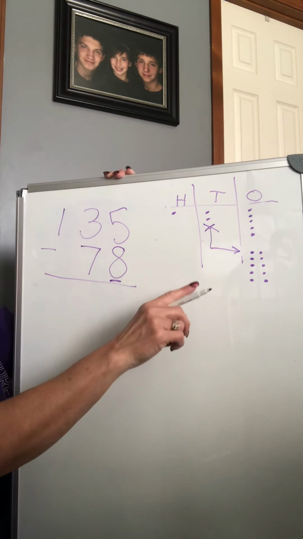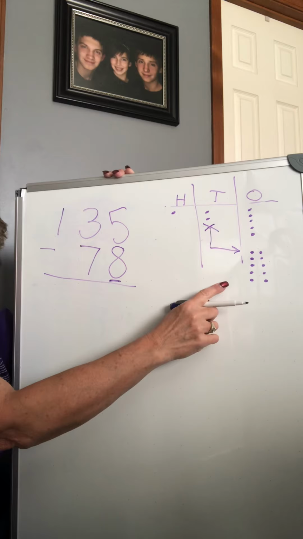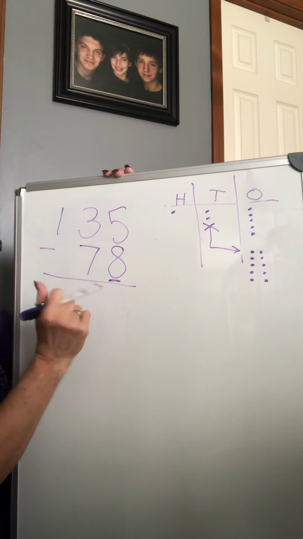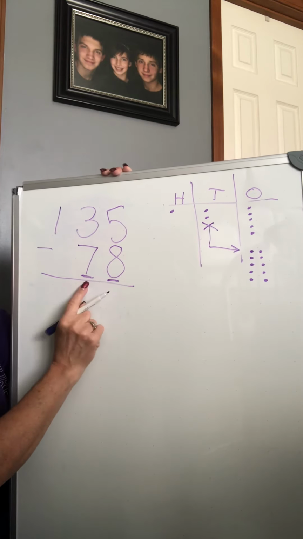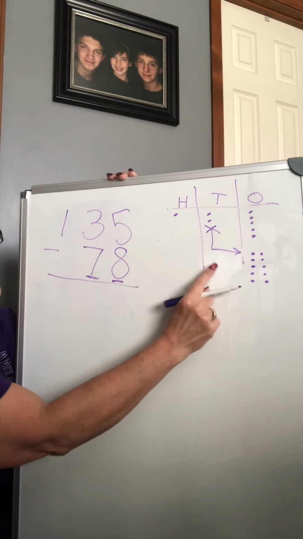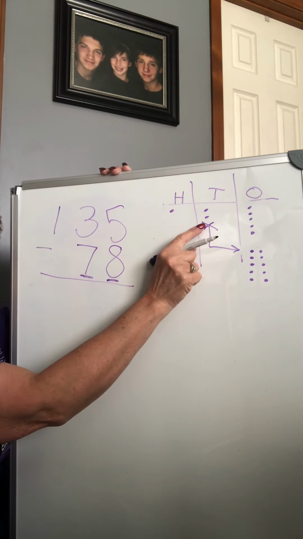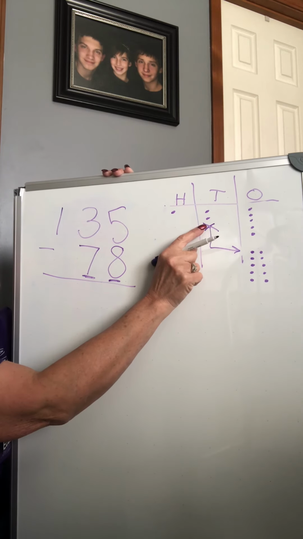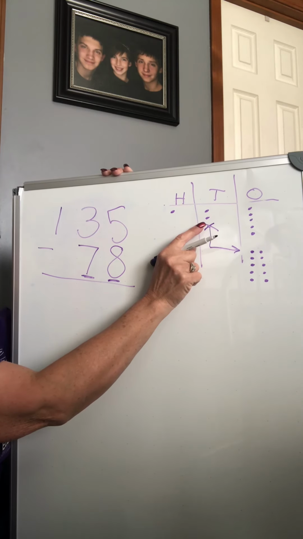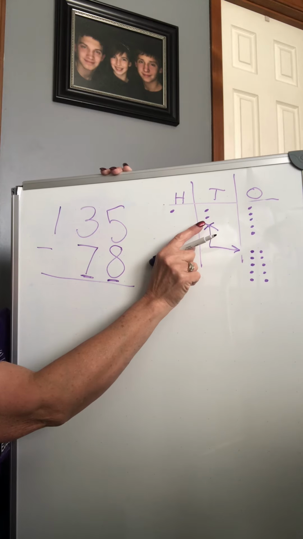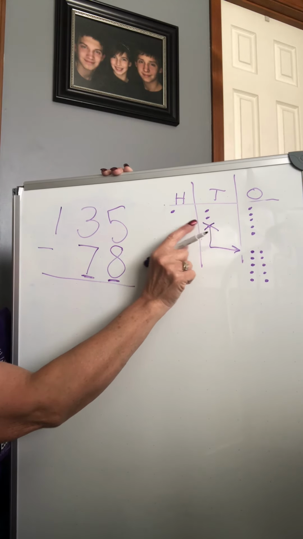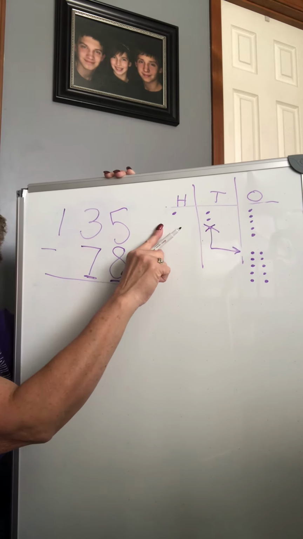All right, then we have to go to the tens house. So move into the tens house. I need to take away 7 tens. I go to take away 7 tens, and I can't do it because I only have 2. So I need to do what? I need to go to the hundreds house and borrow from the hundreds house.